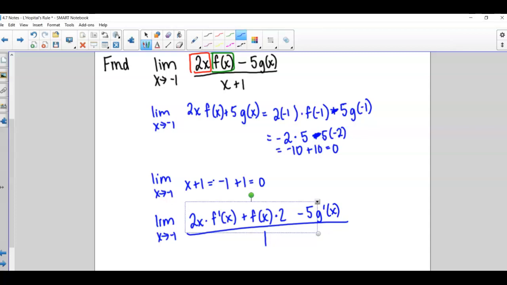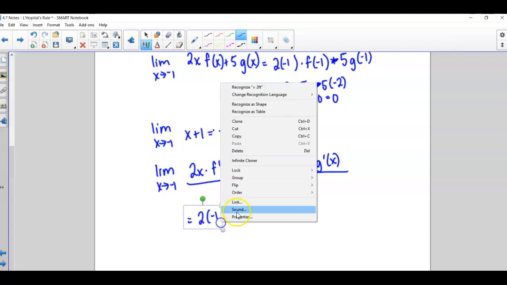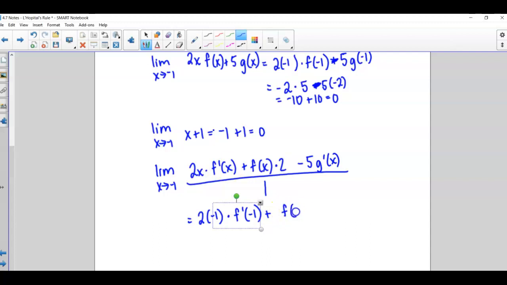Okay, questions so far? Okay, now we've got to plug in negative 1. 2 times negative 1 times f prime of negative 1 plus f of negative 1 times 2 minus 5g prime of negative 1.